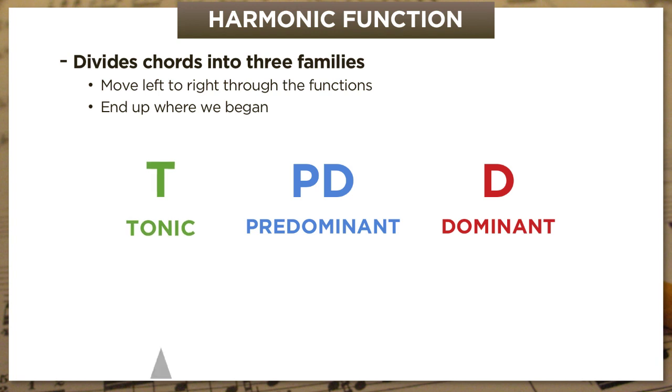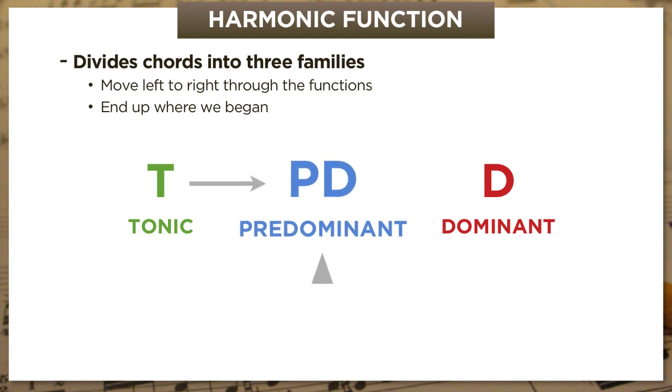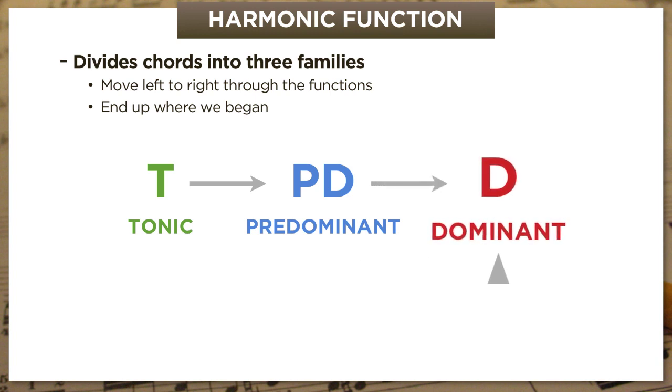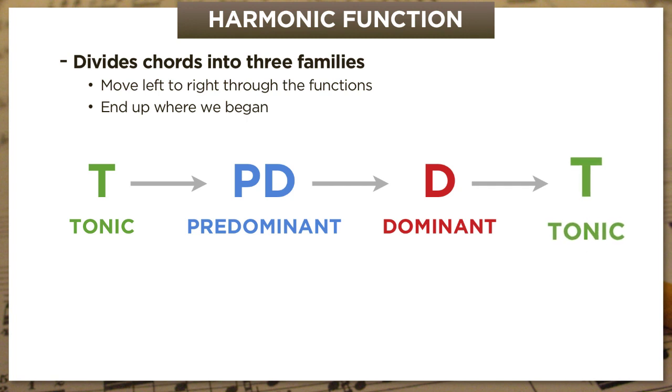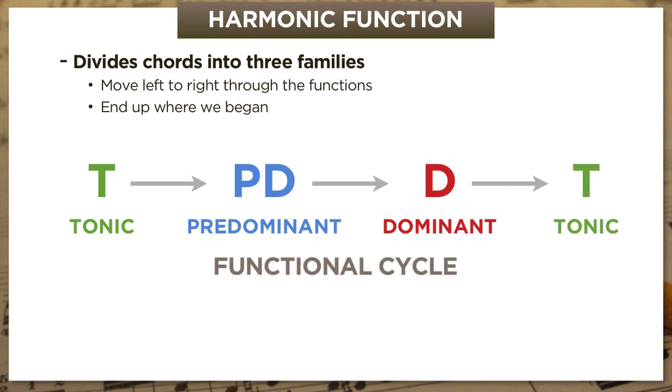So we might start with one or more chords from the tonic family, then move to one or more chords from the predominant family, which take us, as their name suggests, to one or more chords from the dominant family, and then probably back to tonic where we'd start over again. I call this entire motion a functional cycle.